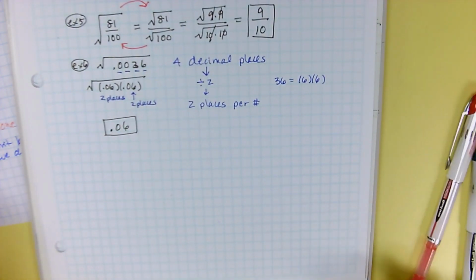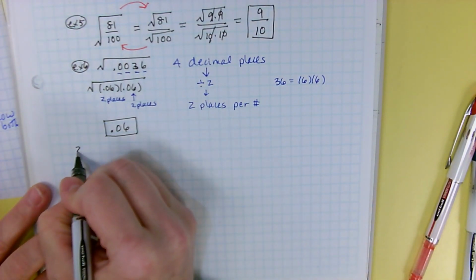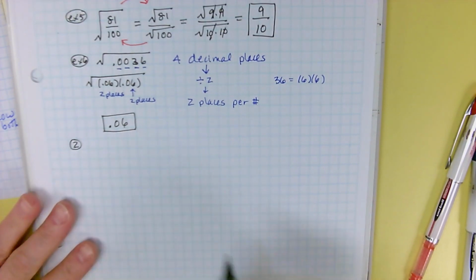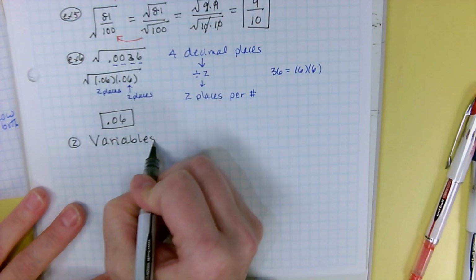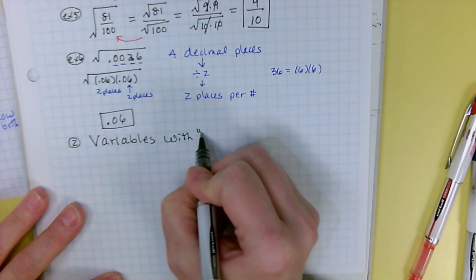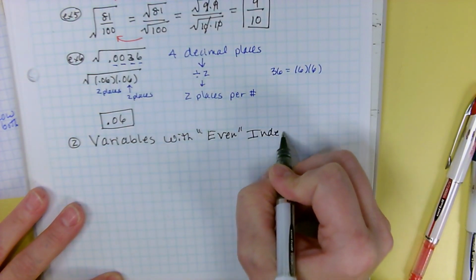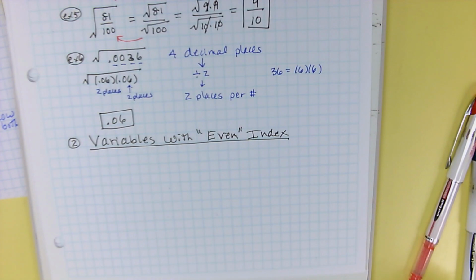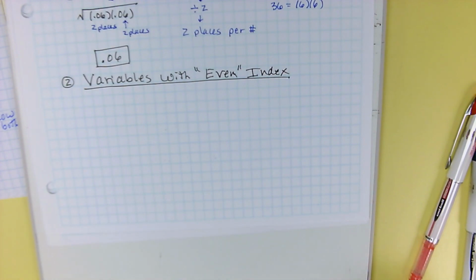Okay, so those are numeric examples, numbers only. Now we're going to do variables, but we're going to break it in half because the rules are different. So for number 2, we're going to do variables with an even index, which we have to handle differently than variables with an odd index. To do variables with an even index, you have to understand one dilemma.